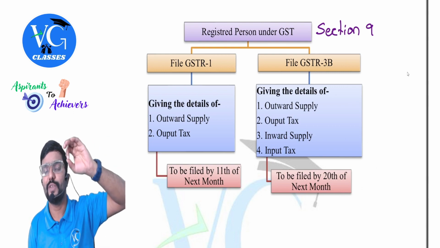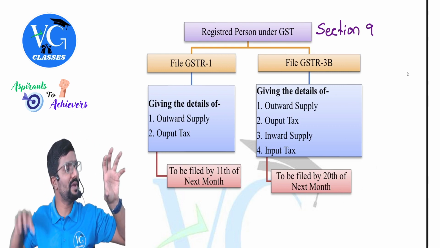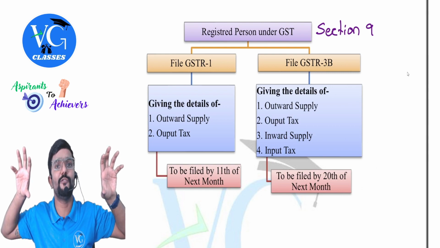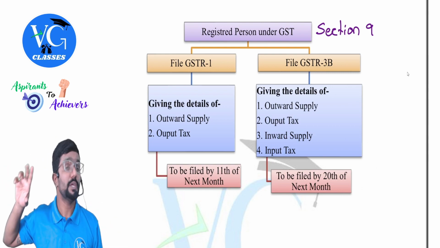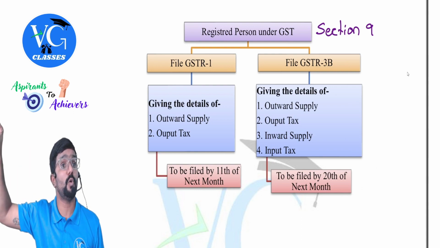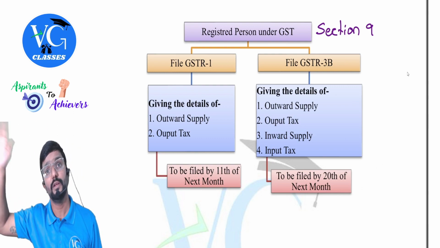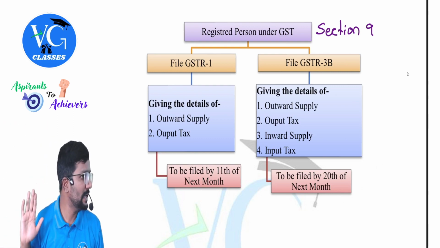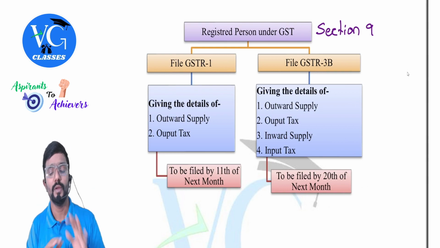Did you understand? If it is not given in the question whether GSTR 1 and 3B is filed monthly or quarterly, what do you follow? Monthly. Go with monthly. If they themselves have clearly mentioned the supplier is following QRMP, quarterly return monthly payment, where he is filing GSTR 1 and 3B quarterly, then go for it. Clear? Yes.